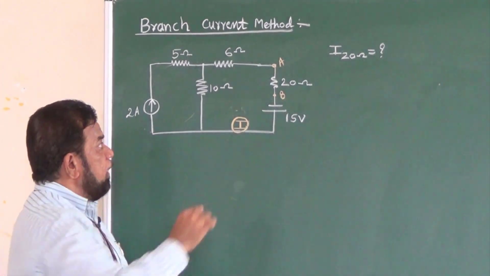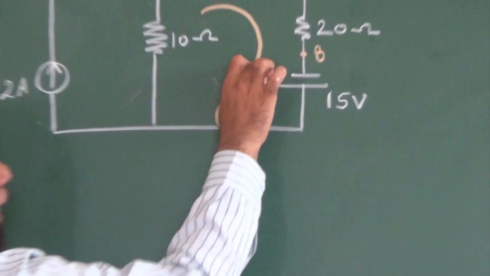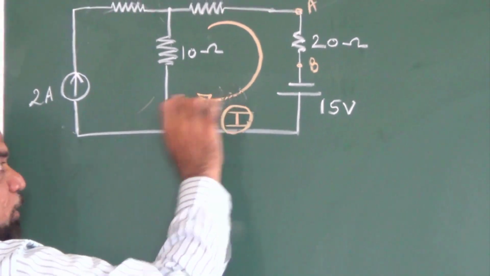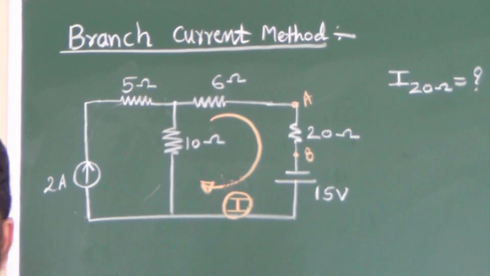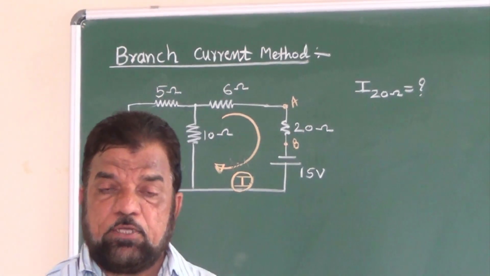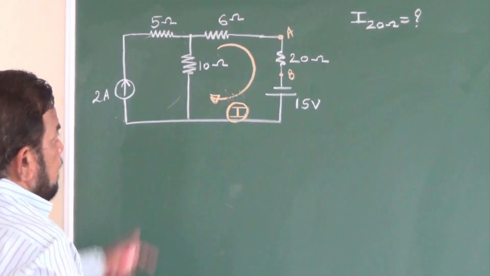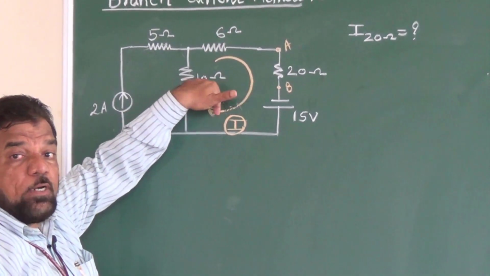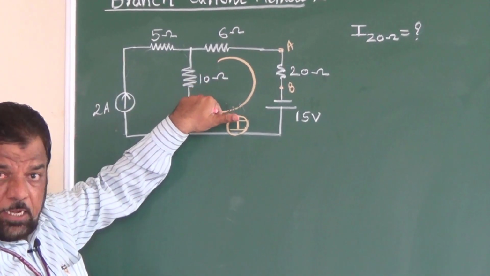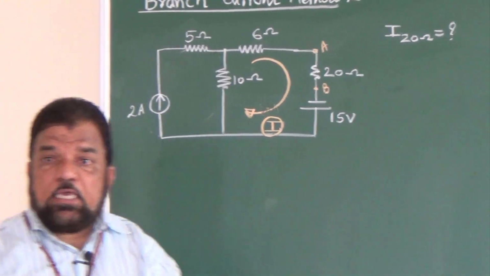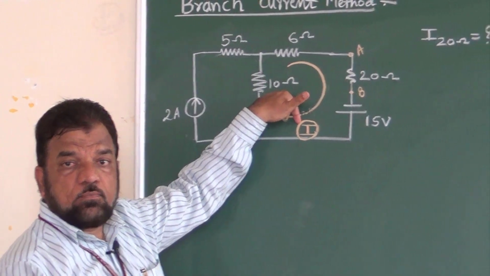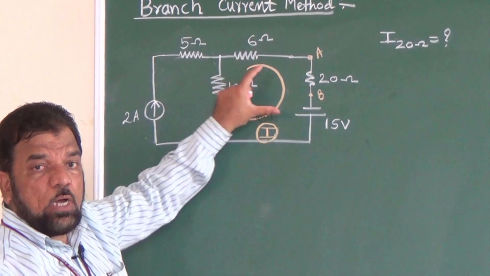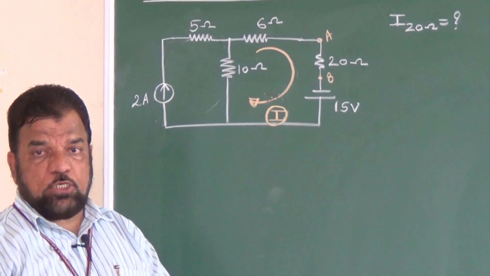Now in the next step, I will assume the loop direction. Once again, remember, I am not assigning the loop current, because my method is the branch current method. So here I assign the loop direction, and the meaning of the loop direction is that when I apply KVL to the loop, this is the direction in which I have to add different potentials.